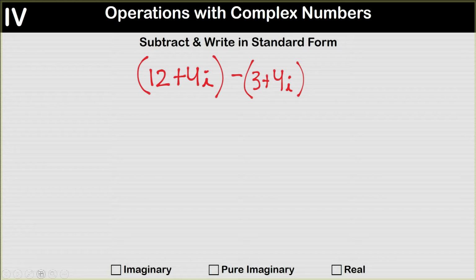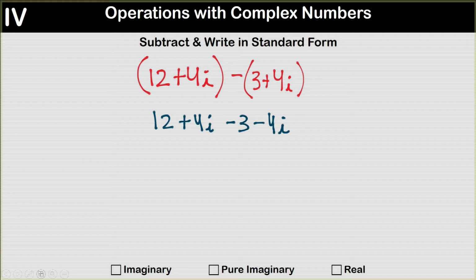So the first step on this problem is to rewrite it as 12 plus 4i minus 3 minus 4i. So the negative sign affects everything in the parentheses to the right of it. We're combining this and the opposite of that.